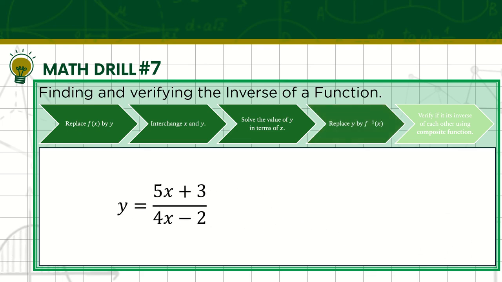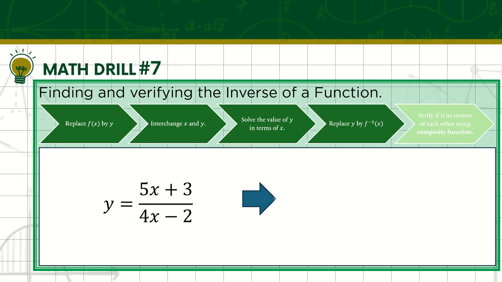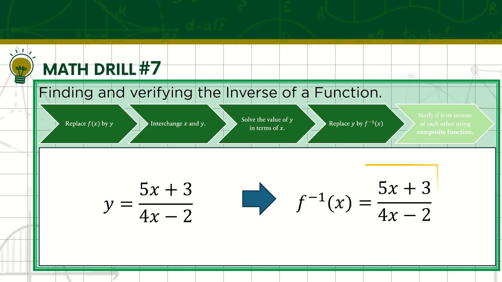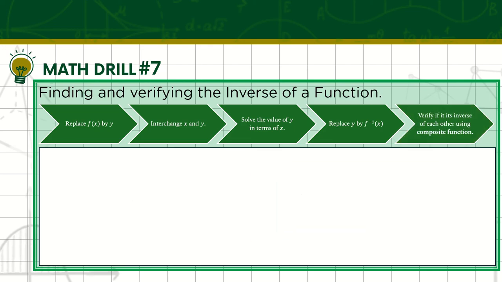And for the fourth step, we just need to replace the y by the inverse of f of x. So y will now be equal to inverse of f of x is equal to (5x plus 3) all over (4x minus 2). And to check and verify if they are inverse of each other, let us now use composition of functions.